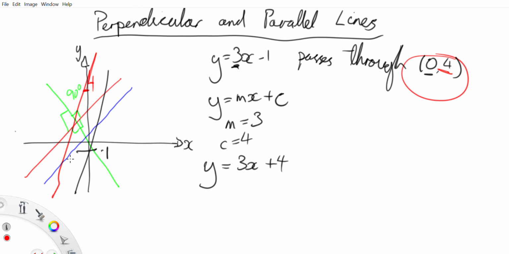Sorry, that's pretty messy. This is the equation y equals 3x plus 4. That line there runs parallel to my original one. That's all I really need to do. That's super easy. I'm going to create a new page and we're going to go into perpendicular lines.